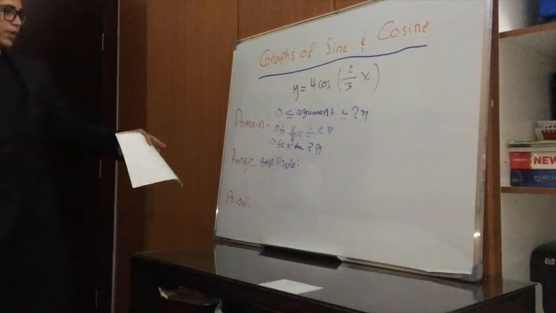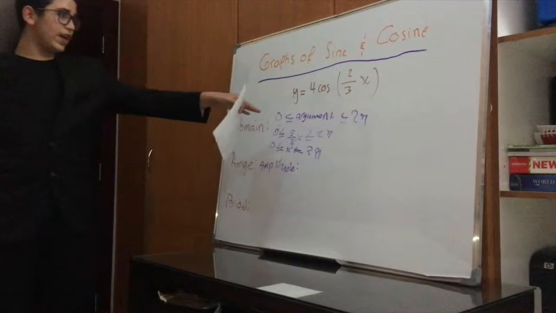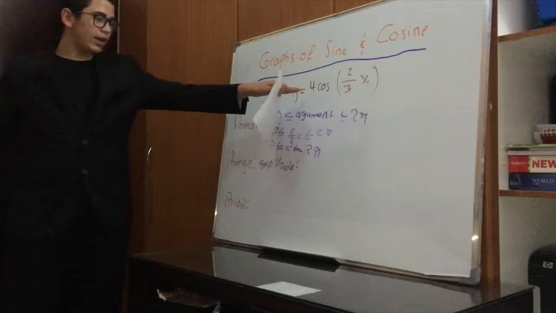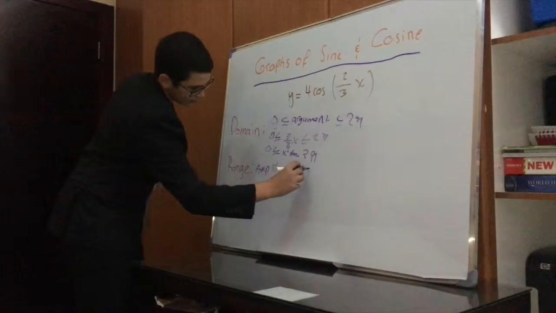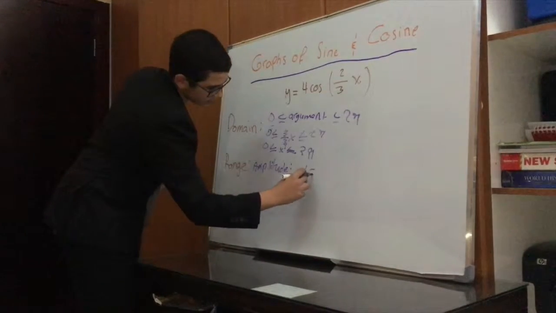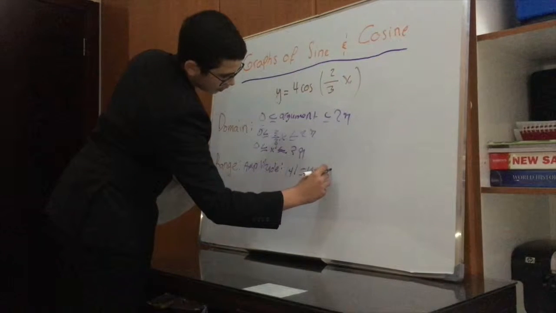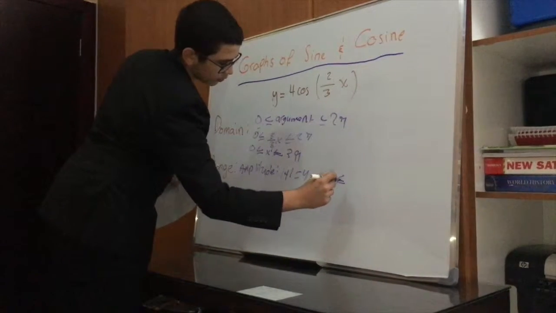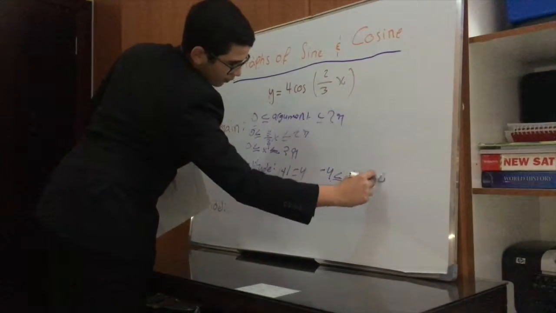Now we need to find the range. For the range, you need to find the amplitude. The amplitude is always the absolute value of a. A here in our example is 4. So the amplitude is the absolute value of 4, which equals 4. Now the range will be negative 4 less than or equal to y, which is less than or equal to 4.